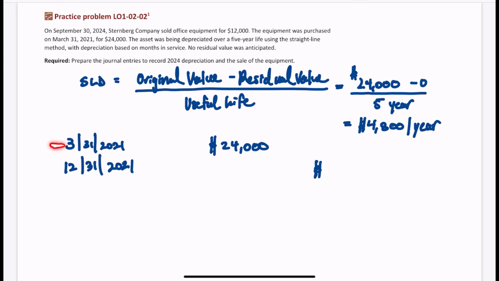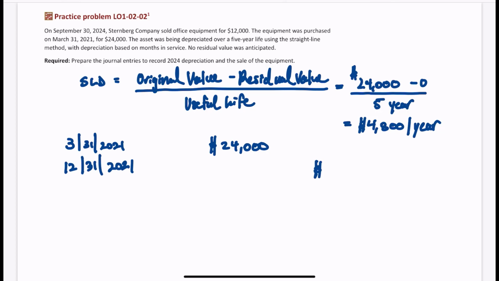We bought it on March 31st, but we're not going to depreciate it for the month of March because we only had it for a day there. We're going to assume we're only depreciating it for April through December, the period of time between these two. So we have April, May, June, July, August, September, October, November, December. That's 9 months. This depreciation rate is per year.